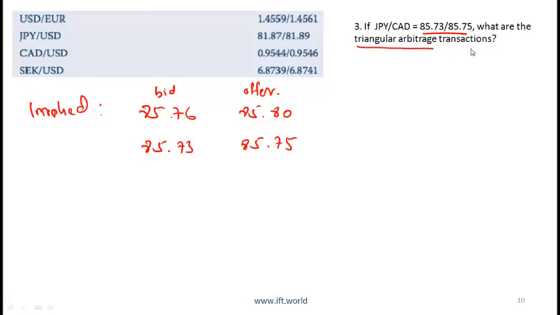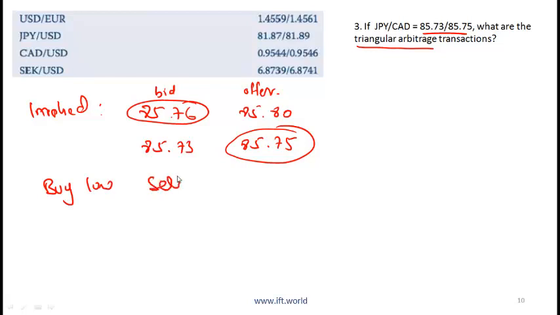Triangular arbitrage transactions refer to the set of transactions that you can conduct to make an arbitrage profit or a risk-free profit given these rates. Notice that the offer rate over here, 85.75, is lower than the implied bid. So to make money, what you must always do is buy low and sell high. This is actually rule number one of finance, that to make money, you buy low and sell high. So if you want to make an arbitrage profit, obviously you need to buy over here, which is the low price, and sell over here.